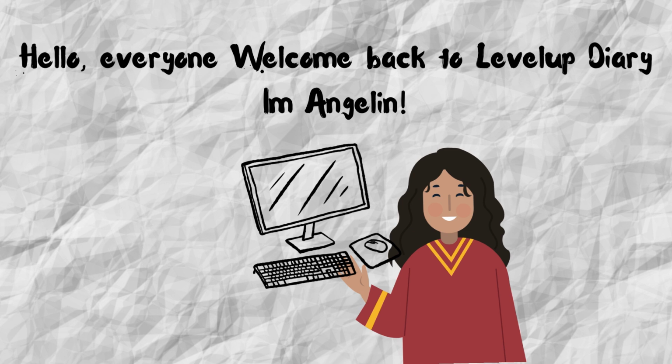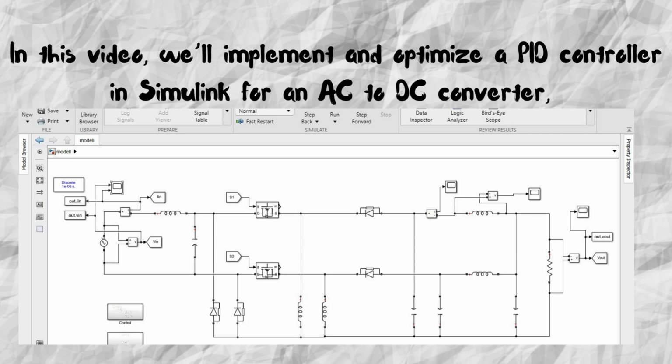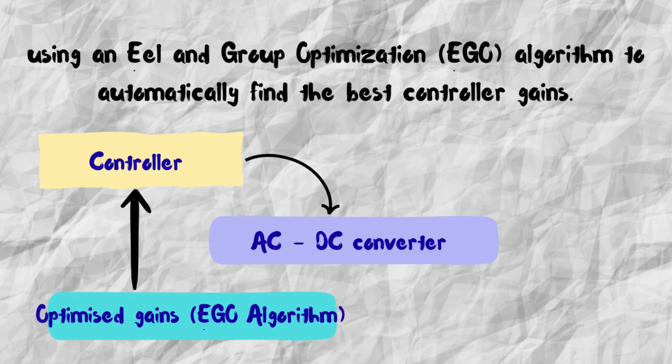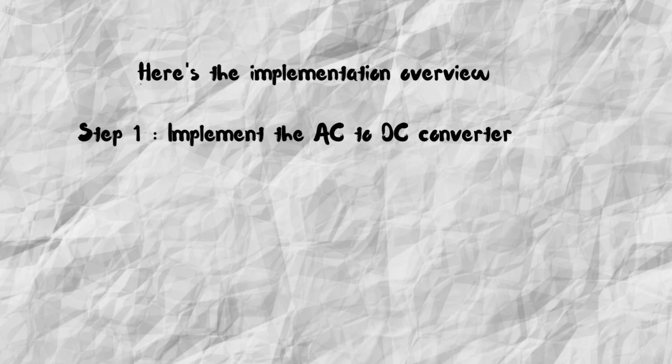I am Angeline. In this video, we'll implement and optimize a PID controller in Simulink for an AC to DC converter, using an EGO (Equilibrium and Group Optimization) algorithm to automatically find the best controller gains. Here is the implementation overview.